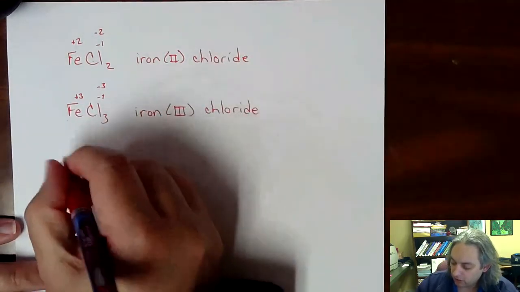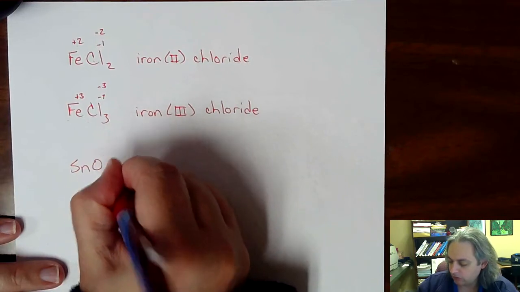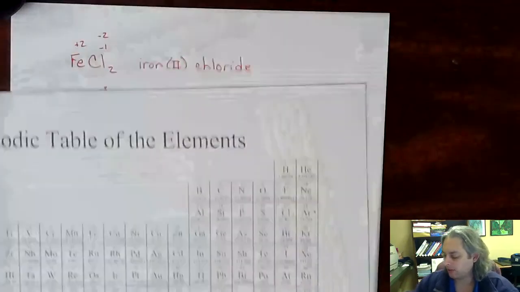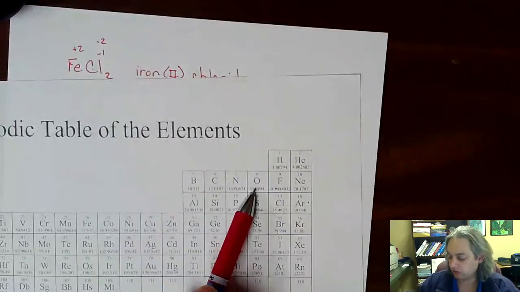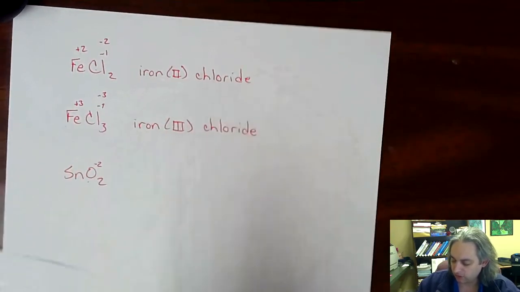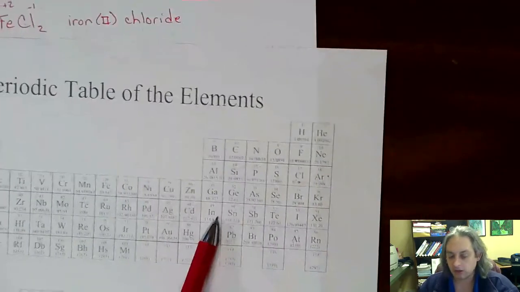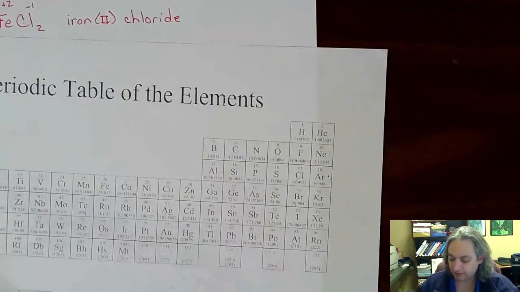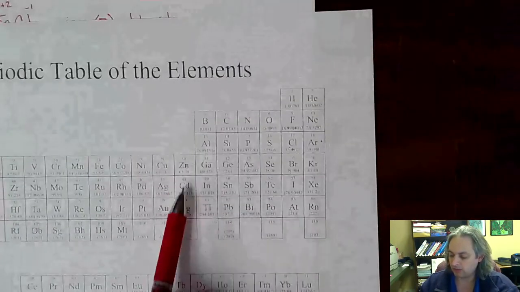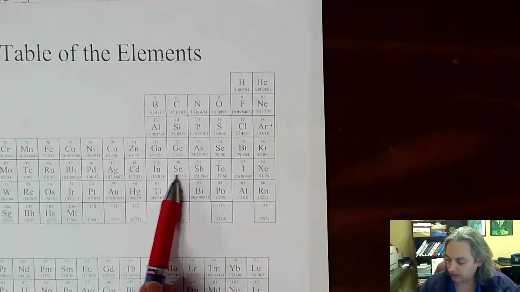All right, so if we look at SnO2, oxygen, we look on the periodic table, oxygen's a -2 because it's 2 away from the noble gases. So that's a -2. Tin is right here. Okay, so tin is not in the first 2 columns, not aluminum, zinc, cadmium, or silver. So that means we have to show a Roman numeral.